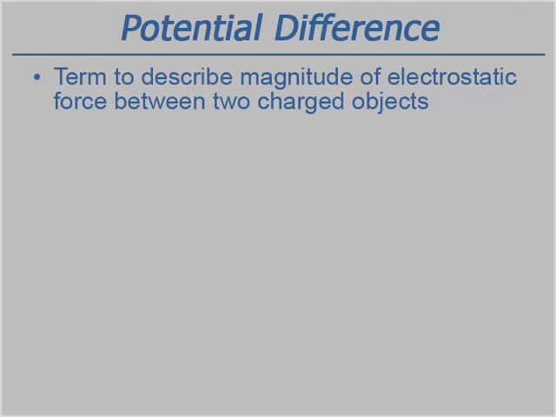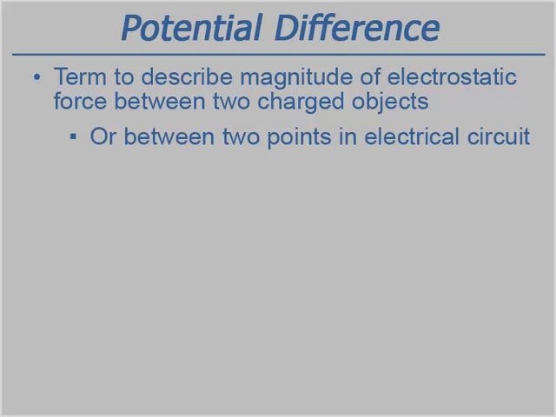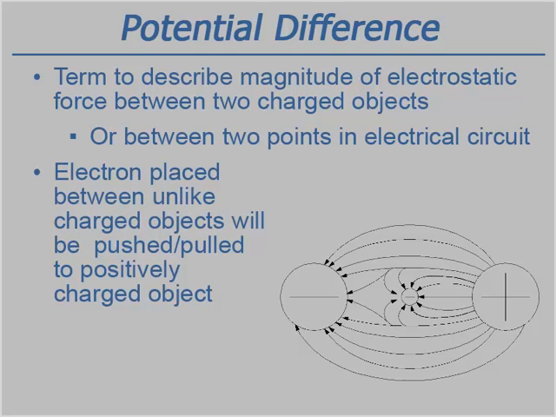Potential difference is the term used to describe how large the electrostatic force is between two charged objects or between 2 points on a circuit. If an electron is placed between a negatively charged object and a positively charged object, the electron is pushed and pulled toward the positively charged object. The electron, being negatively charged, will be repelled from the negatively charged object and attracted by the positively charged object.